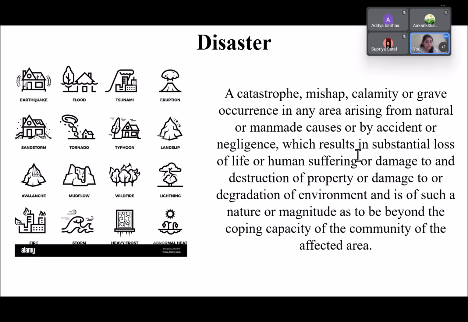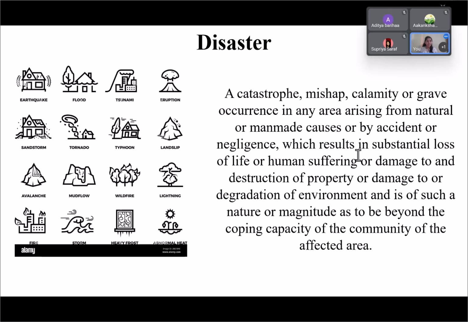So disaster, as I will read out from the slide so that you actually get to understand this big passage, what does it say? It's a catastrophe, a mishap, a calamity, or a grave occurrence in any area arising from natural or man-made causes or by accident or negligence, which results in substantial loss of life or human suffering or damage to and destruction of property or damage to or degradation of environment, and is of such a nature or magnitude as to be beyond the coping capacity of the community of the affected area.